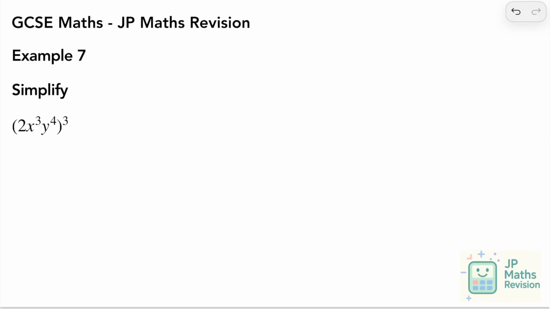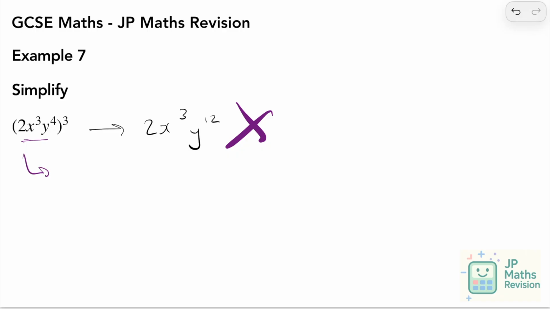Okay, here's another example. So we're doing 2x cubed y to the power of 4 all to the power of 3. Now a common mistake here is to just do 4 times 3. So a lot of people would leave this as 2x cubed y to the 12. Now this is wrong. This is absolutely wrong. The reason why this is wrong is because what we're essentially doing is we're cubing the whole thing.